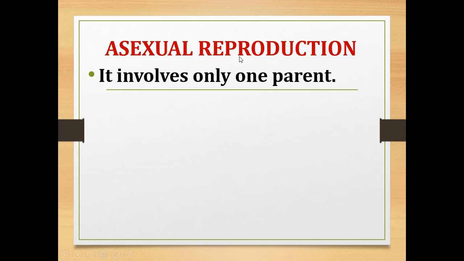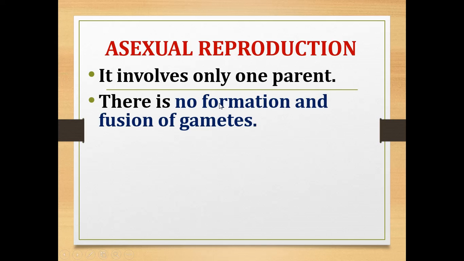Asexual reproduction involves only one parent. There is no formation and fusion of gametes. We know in sexual reproduction there is a formation of sex cells and fusion of gametes, which results in the formation of the zygote. Here there is no formation and fusion of gametes.